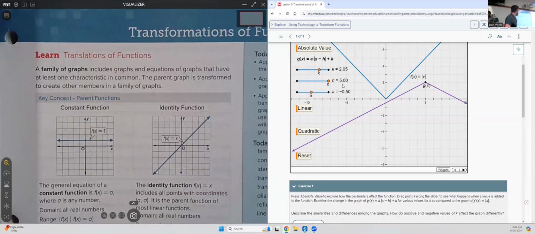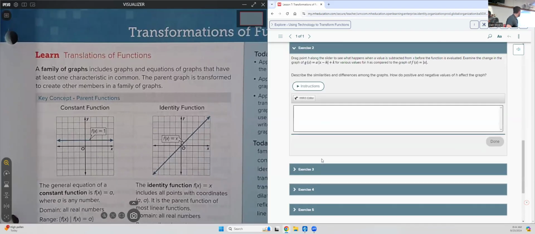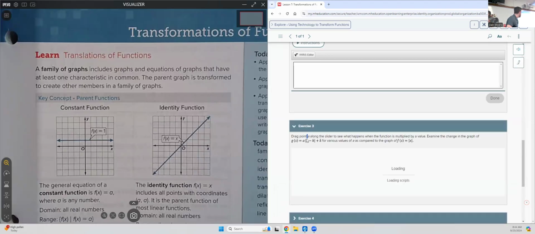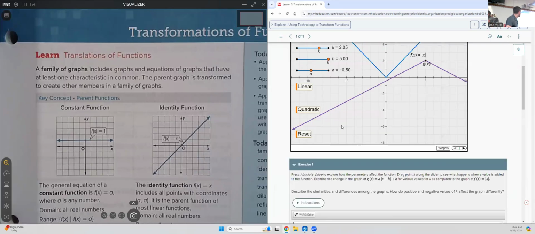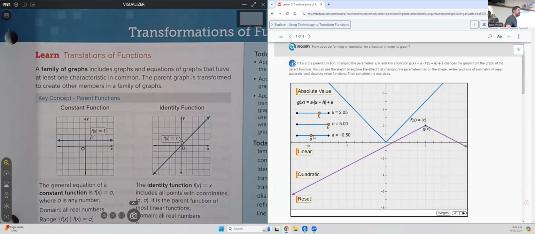And then let's talk about a real quick. What do you think the value of a does? I think that's probably what's next on here, right? Yeah. What does a do? Anybody mess around with a yet?